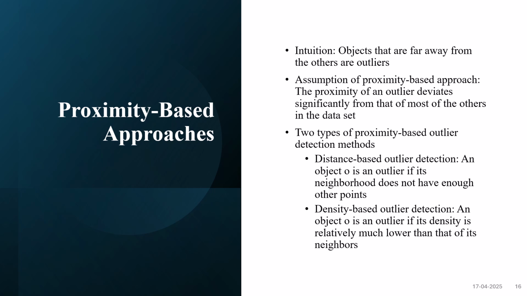Number one, distance-based and density-based methods. Distance-based outlier detection method concerns neighborhood of an object which is defined by a given radius. An object is then considered as an outlier if its neighborhood does not have enough other points. A density-based outlier detection method investigates the density of an object and that of its neighbors. Here, an object is defined as an outlier if its density is relatively much lower than that of its neighbors.